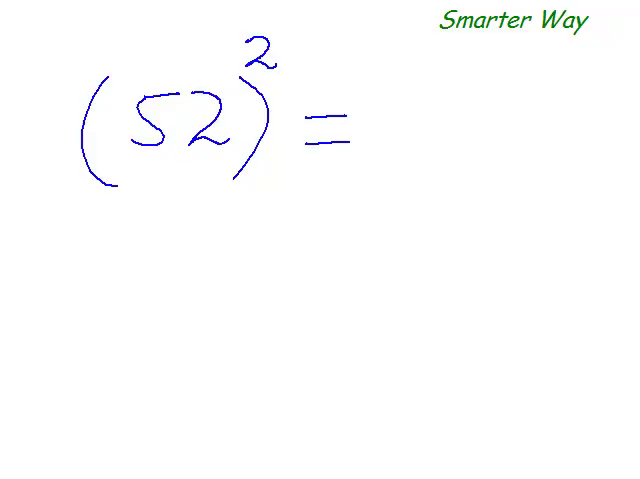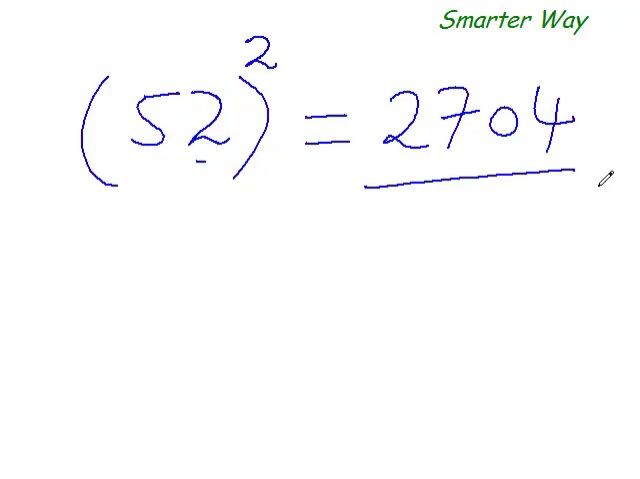Okay, so now let me do it the smarter way. So 25 plus 2 is 27 and square of 2 is 4, so 04. This is my answer. Could you understand that?